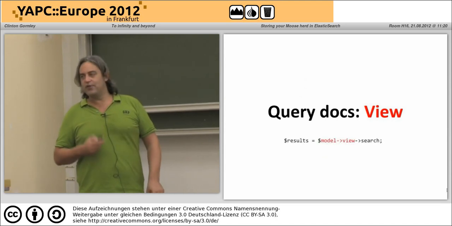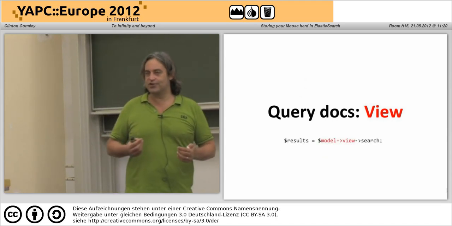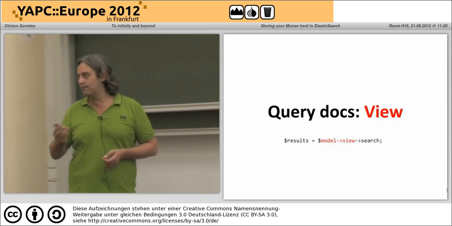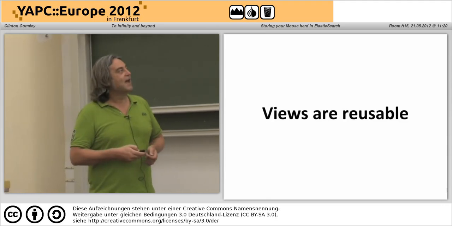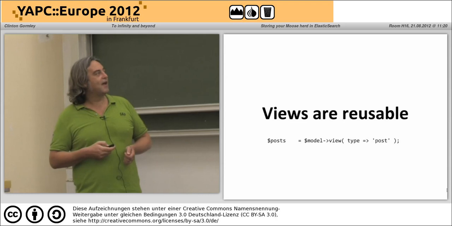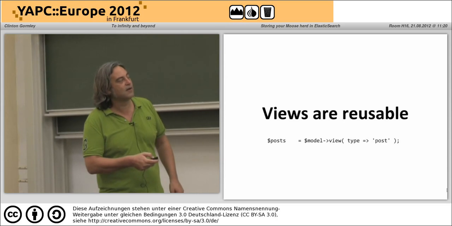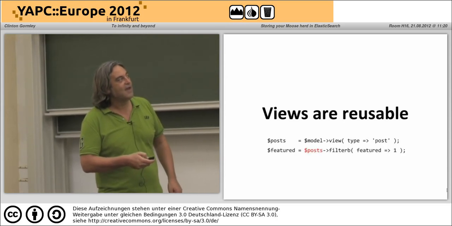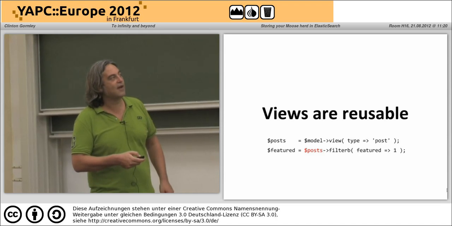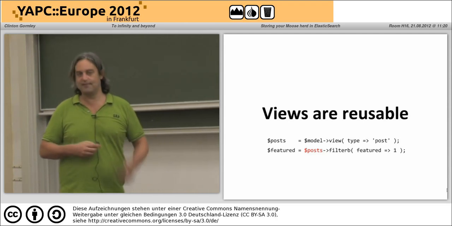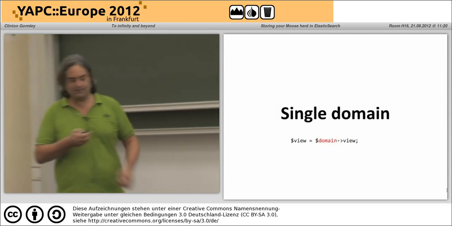To query docs, you use a view. And a view is a bit like a prepared search. It doesn't hit the database until you actually call search or three or four other methods on that. You can reuse views. So we create a posts view, which is a view of documents of type post. And then from the posts view, we can add a filter, which is only documents of type post that are featured. So the posts view and the featured view both exist. They are different and can be used and reused for searches.